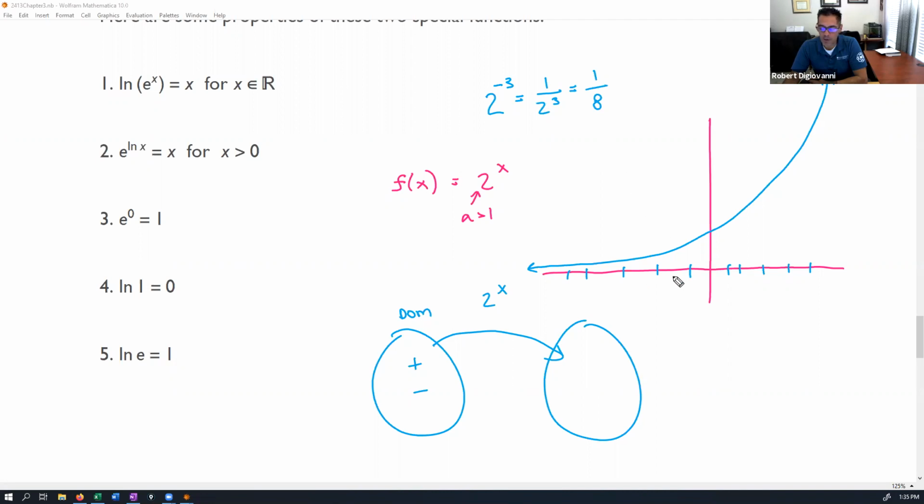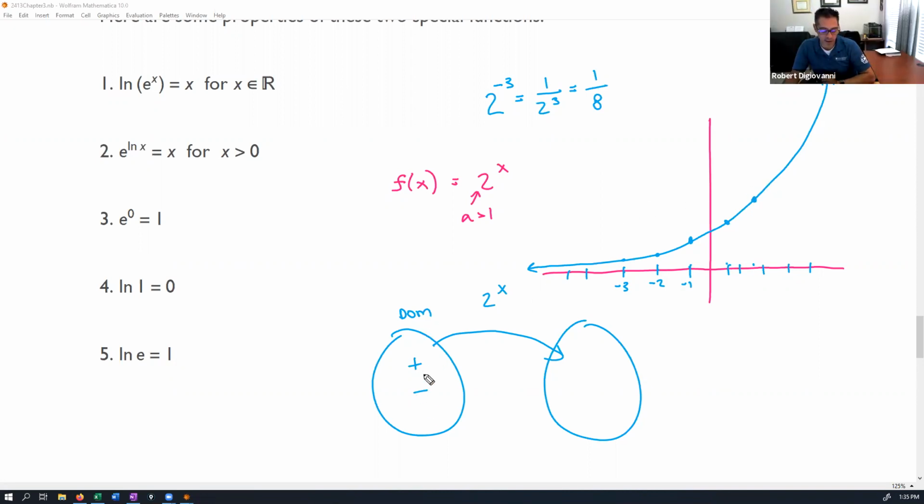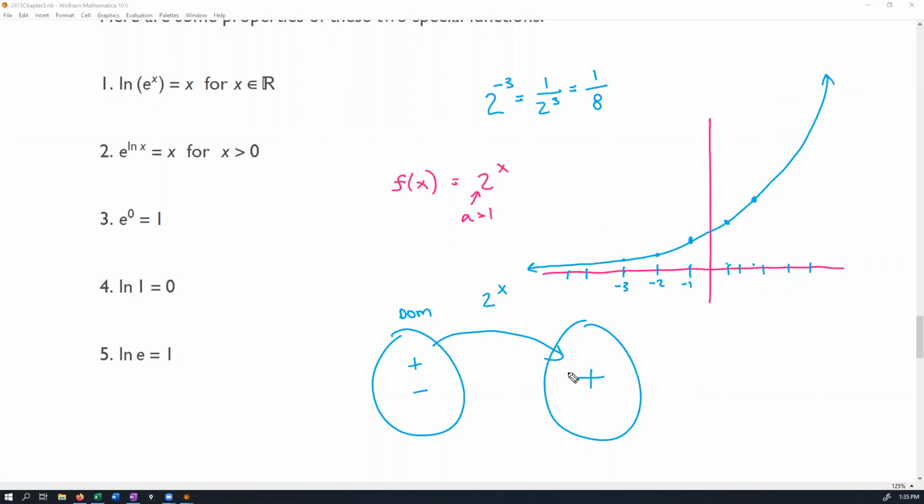No matter what number you plug in, -1, -2, -3, you're always going to get a positive number out because these are all above the x-axis, aren't they? So no matter what happens, whether I plug in a positive or negative here, I'm always going to get a positive number out. Do you understand that?